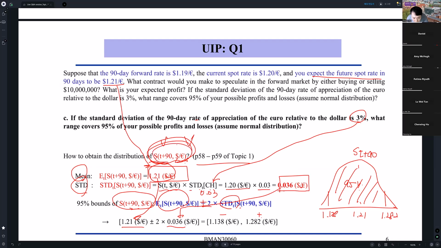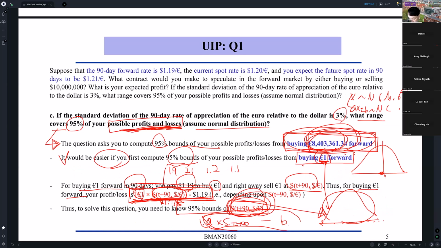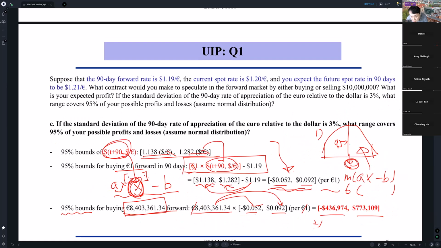You start from the unknown thing, the distribution of that one, and think about how you can get the profit and loss for the normalized amount. So we can go back starting from this one. You start from getting the 95% of the unknown thing and think about what is the form of the profit and loss for buying normalized euro forward, which is this one. So once you get this one, plug that into here. And then once you get this one, just multiply the whole amount to the pound. That's what we have been doing.